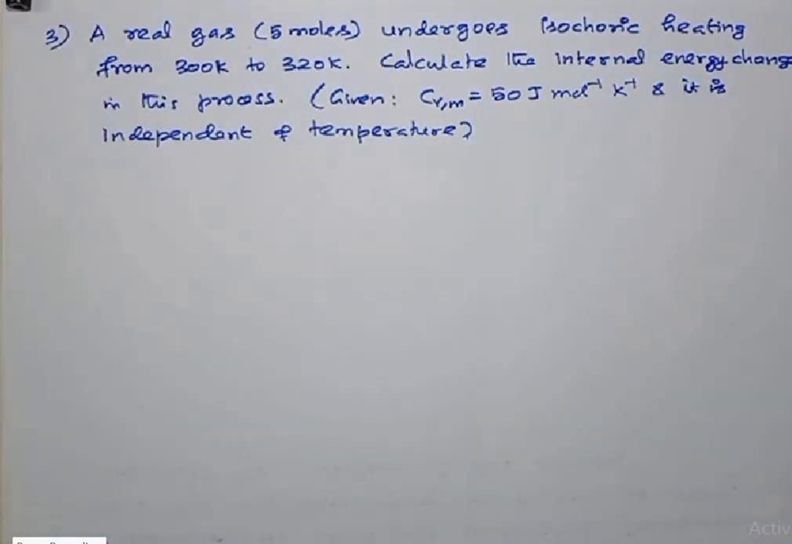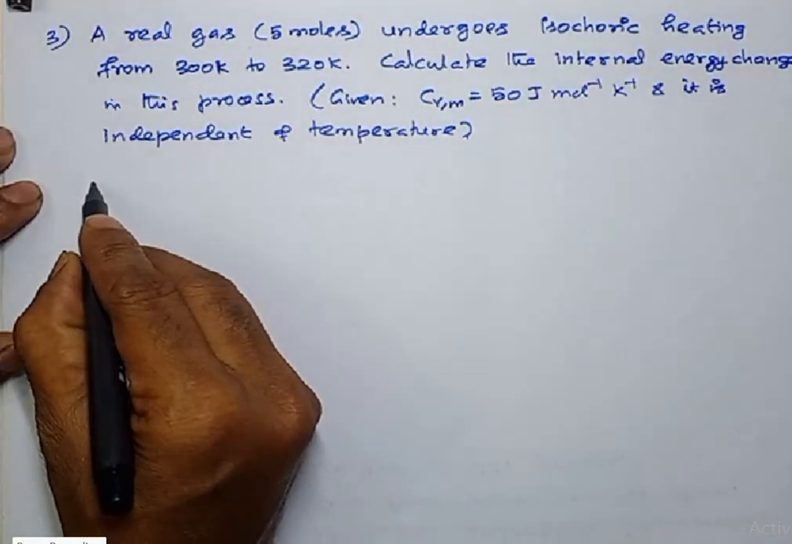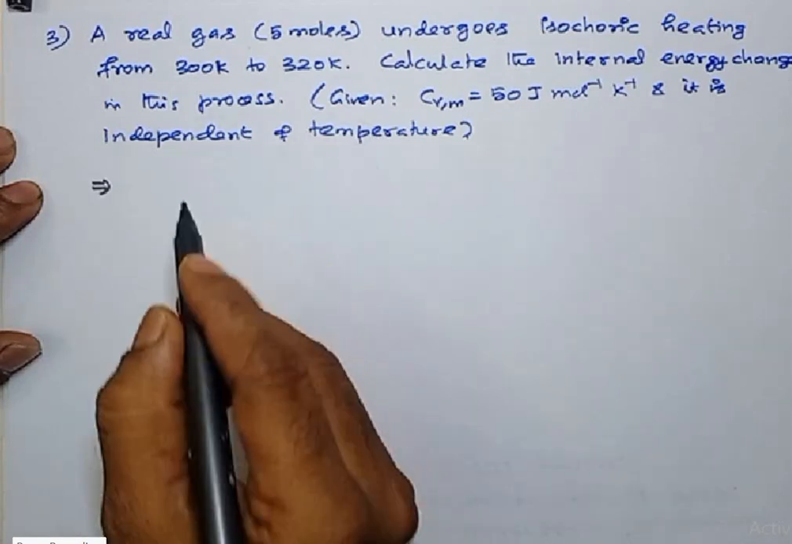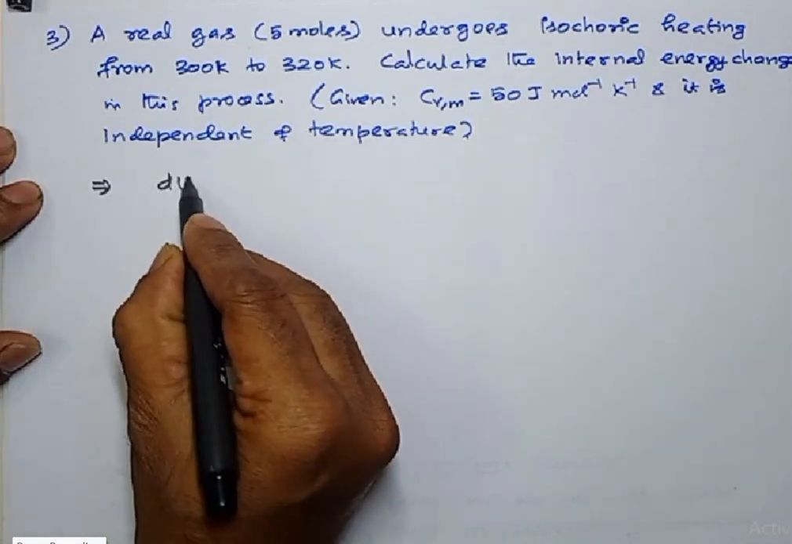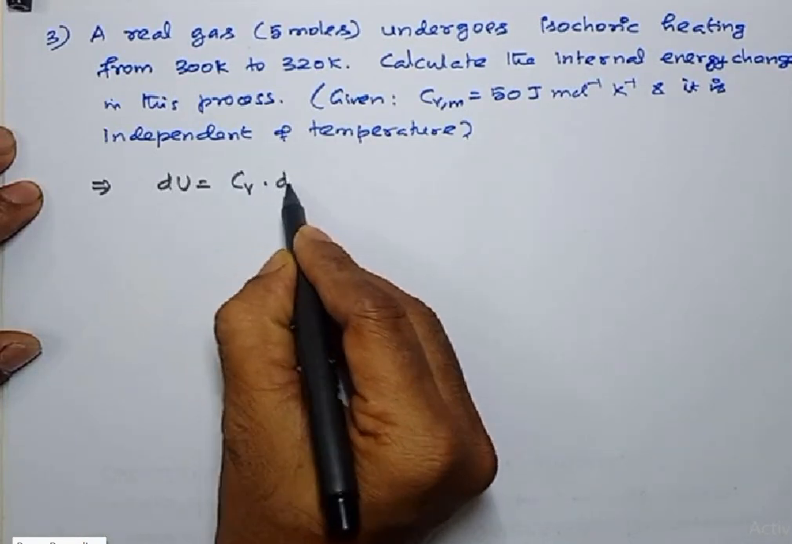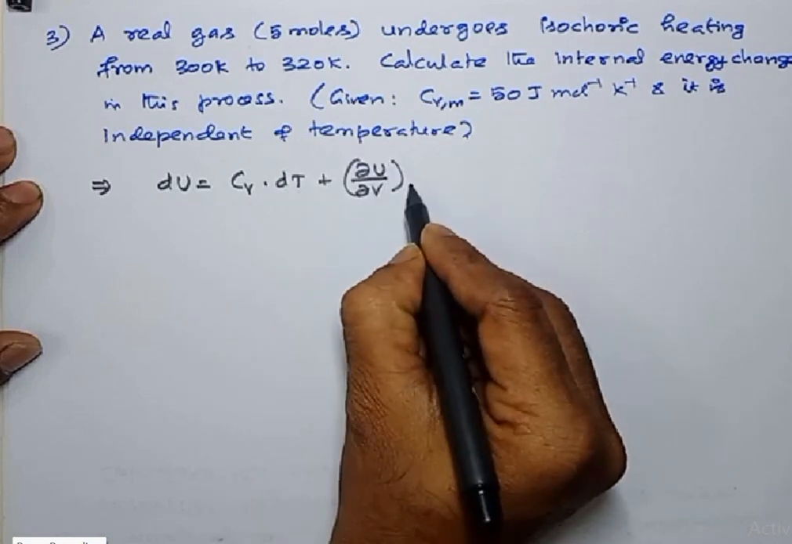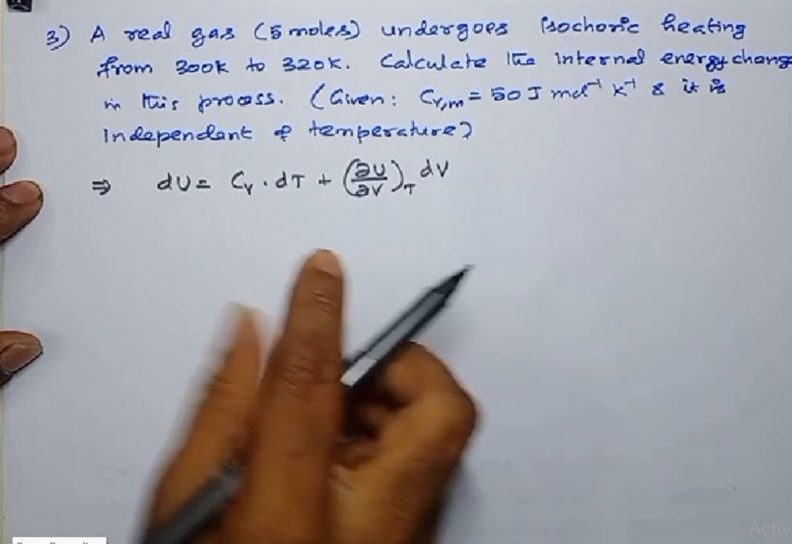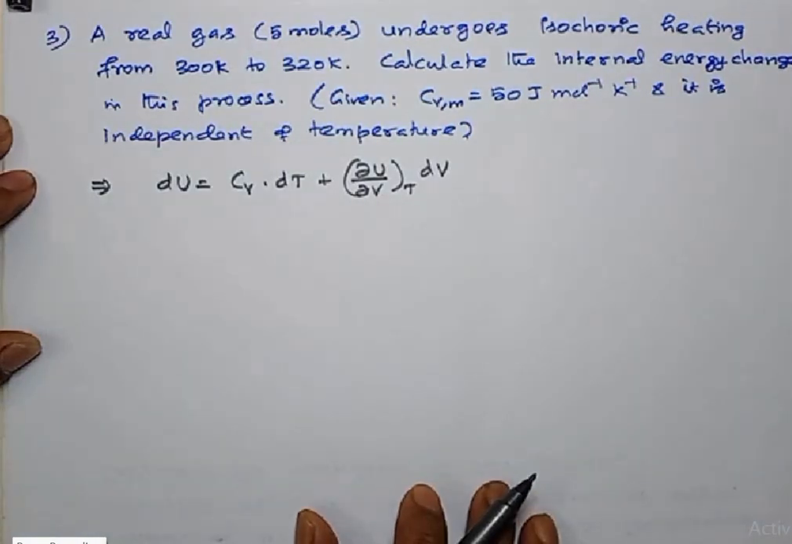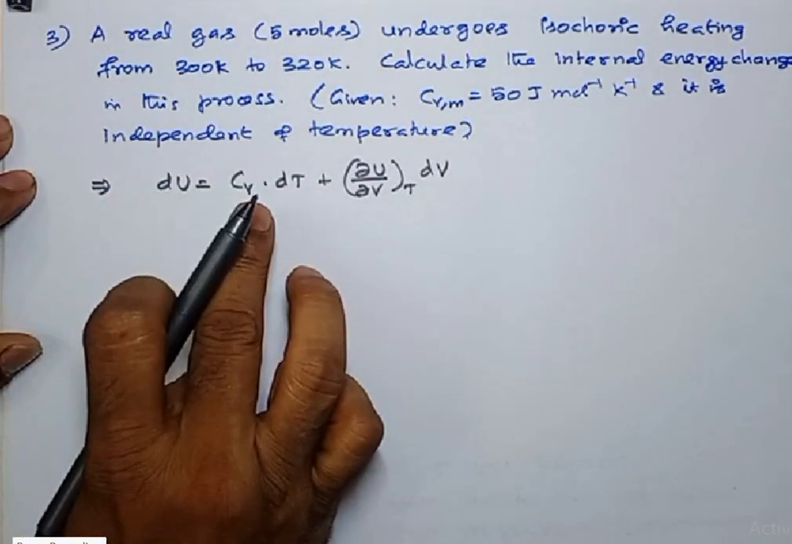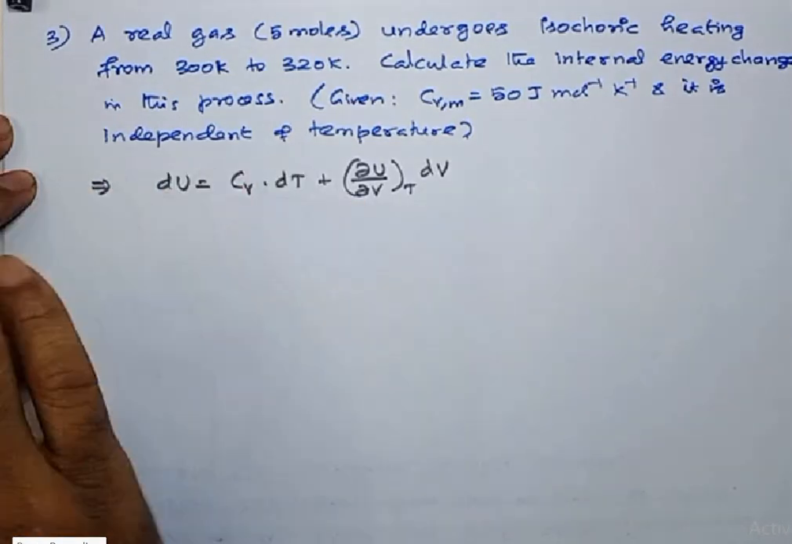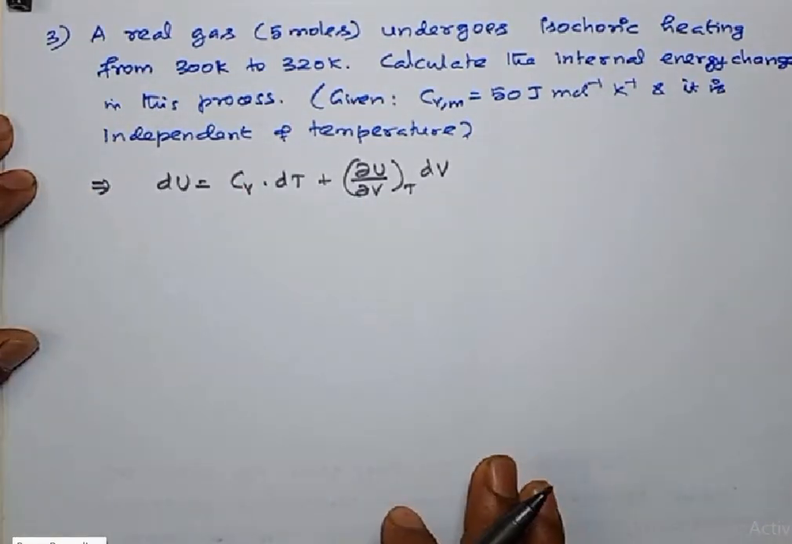Listen, when we discussed the last question, I gave this expression: dU is equal to Cv dT plus (dou U by dou V) at constant temperature into dV. This is the general expression for internal energy. It is applicable for ideal gas, real gas, solid, liquid. For any substance you can use it.